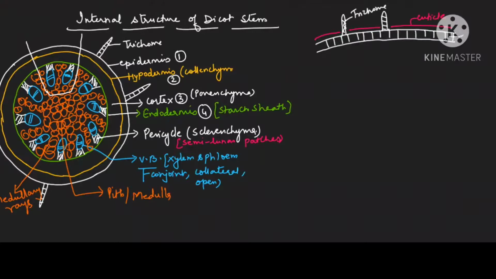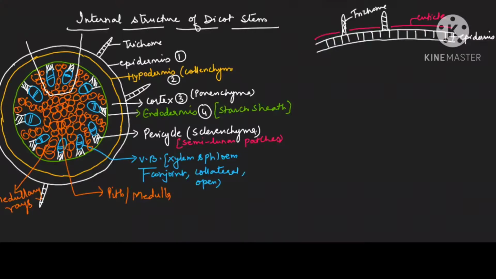And this is your epidermis. So I think the first layer is clear. You know very well, the work of the epidermis is for protection. The epidermis is meant for protection. And trichome will also help in preventing the loss of water due to transpiration.